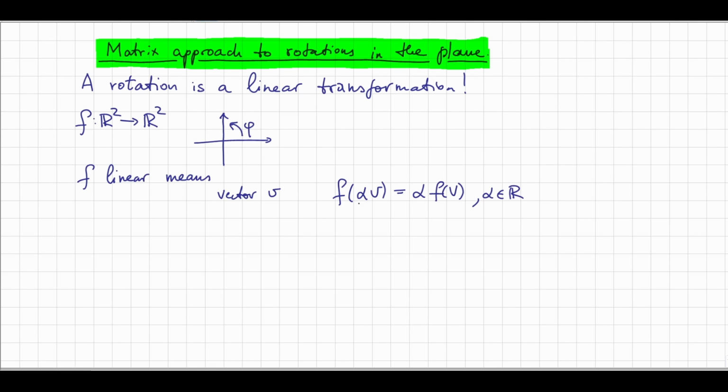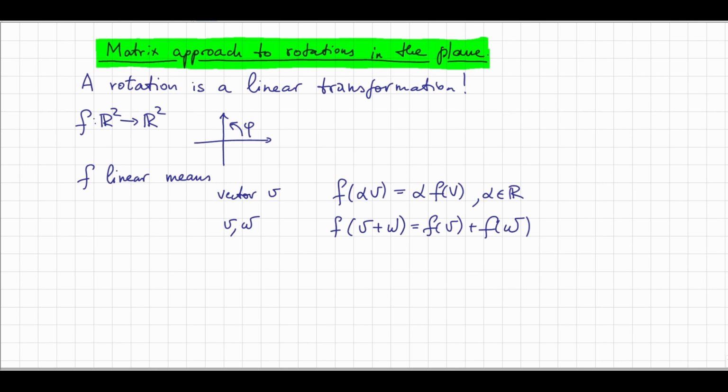This is clear because multiplying by the number alpha just means that we are scaling the vector, possibly changing its direction if alpha is negative. Clearly, it is the same to scale the vector first and then to rotate it, or first rotate it and scale it by the same factor. That's the first property. The second property of linearity is that for any two vectors v and w, f of v plus w is equal to f of v plus f of w. For rotations, this just means that if we have two vectors, then we can first sum them and then rotate, or first rotate them individually and then sum them. The result will be the same. These two properties together mean that a function is linear.